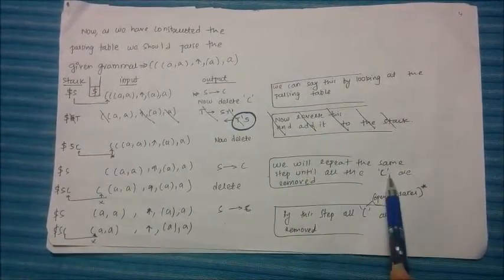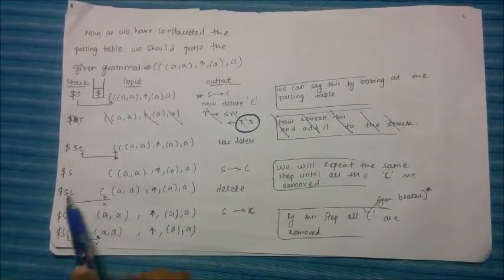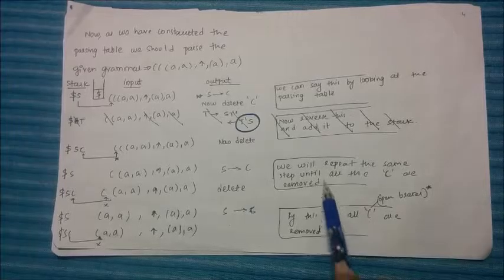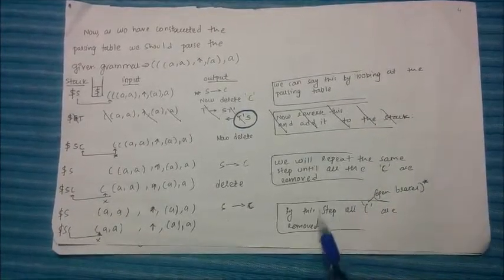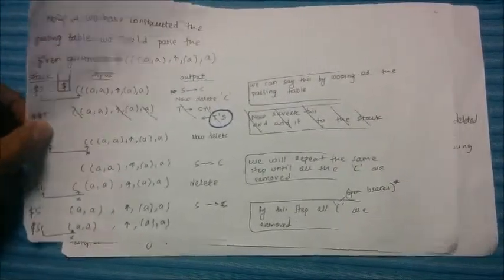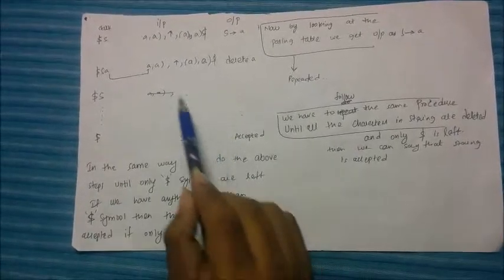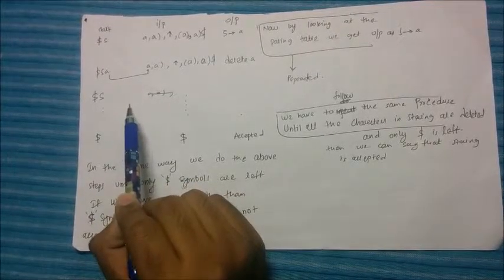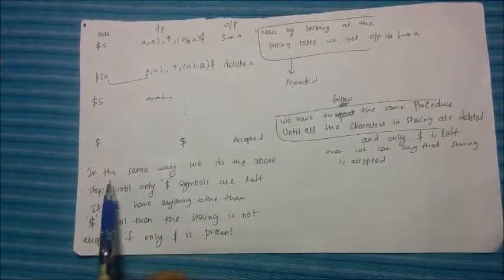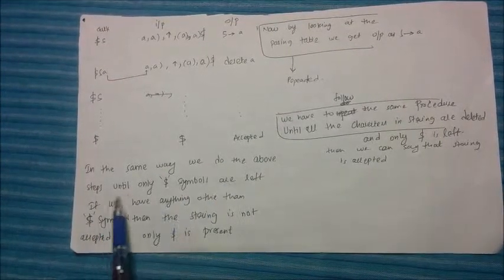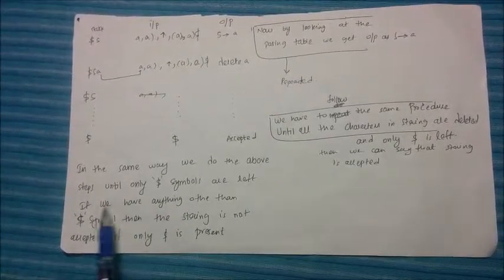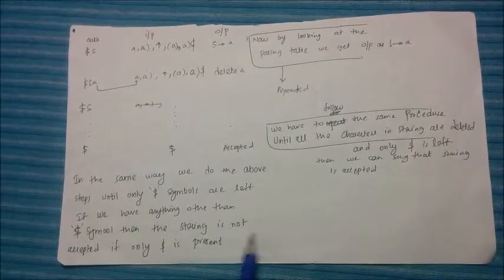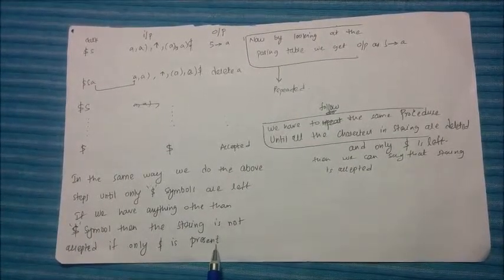So we have to note this point. And then after finding this $S and $S, by this step all the epsilons are removed. So we have to make sure that these two steps are repeated and followed. Now repeat the same procedure till you complete the respective parse tree. In the same way we do the above steps until only the dollar symbol is left. If we have anything other than the dollar symbol, then the string is not accepted.